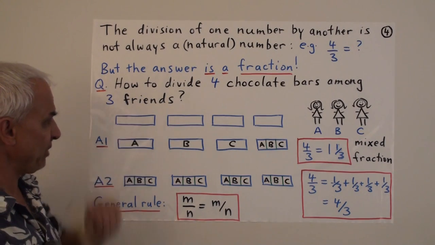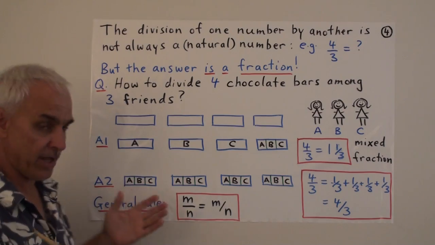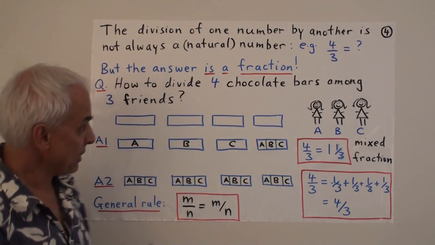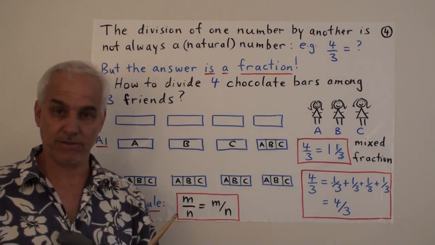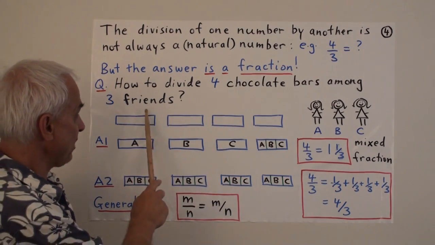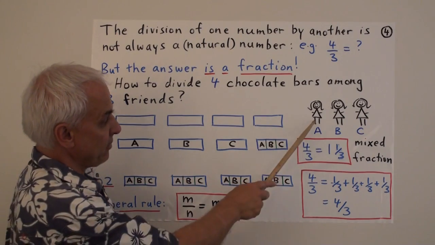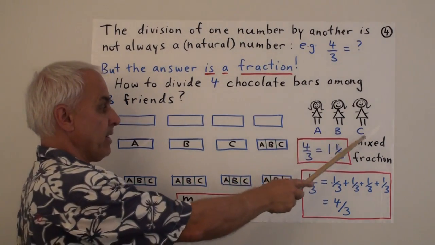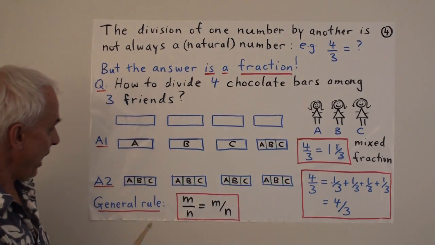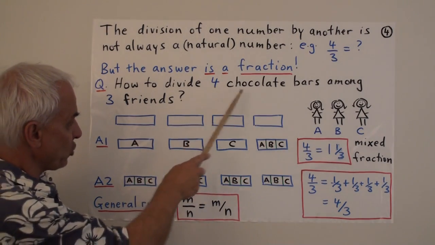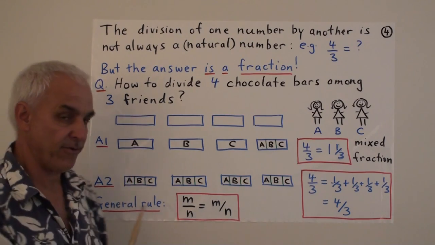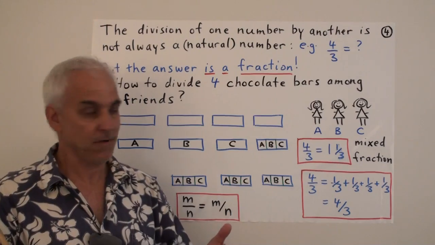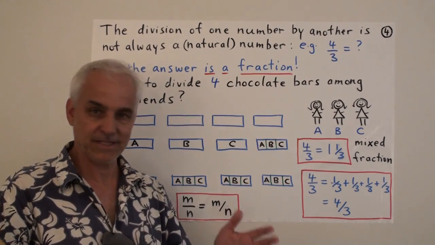And to make this very explicit, let's have a look at a concrete example, a real life example. So the 4 is going to represent 4 chocolate bars. And the 3 is going to represent 3 friends. And the 3 girls, A, B, and C, maybe Anne, Barb, and Kathy. All right. And so the question is, how are we going to divide 4 chocolate bars amongst 3 friends? Well, we want to do it in an equal way so that each of the 3 girls gets the same amount.